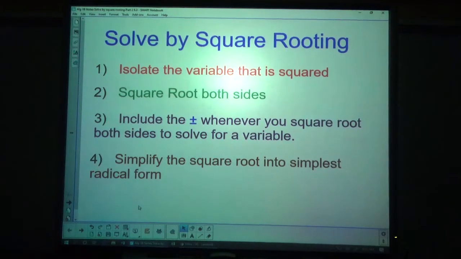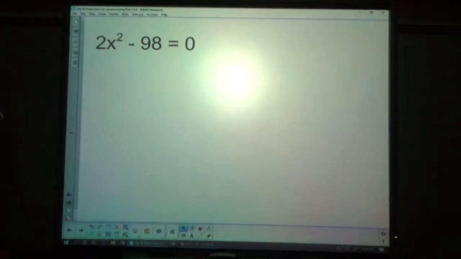The second step is to square root both sides. Then you include the plus minus sign whenever you square root both sides to solve for a variable. Step 4 is to simplify the square root into simplest radical form. Yesterday we did both simplest radical form and approximating. Today we're just doing simplest radical form. Okay? So, our first example is here.